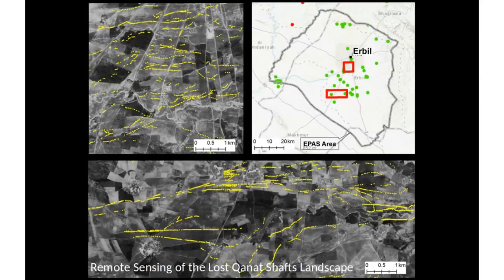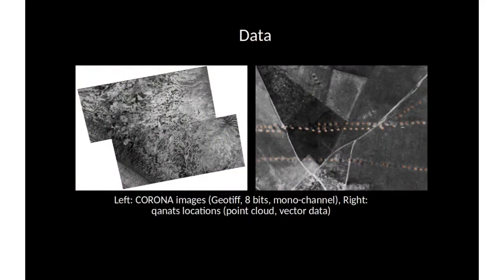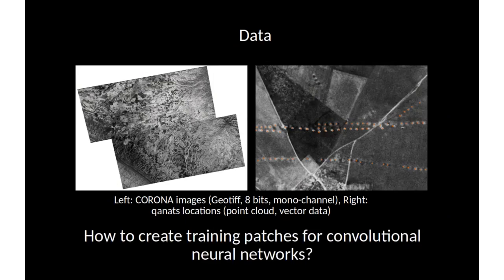So archaeologists did some work showing the exact center of the shaft, but it's quite challenging to use this data to train a deep neural network. So this is the data we used. We had 2 Corona images, 8 bits, 1 meter spacing, and we had the red dots here. They are not really visible, but they are the centers of the shafts that archaeologists put in QGIS. And the first challenge was how we can create some training patches from this data.